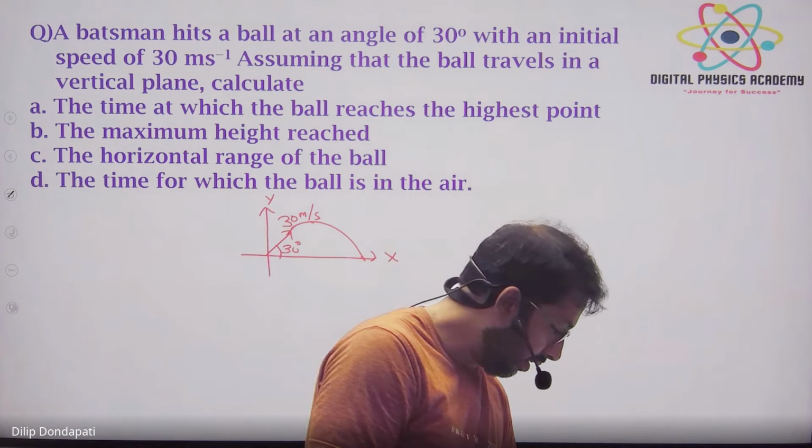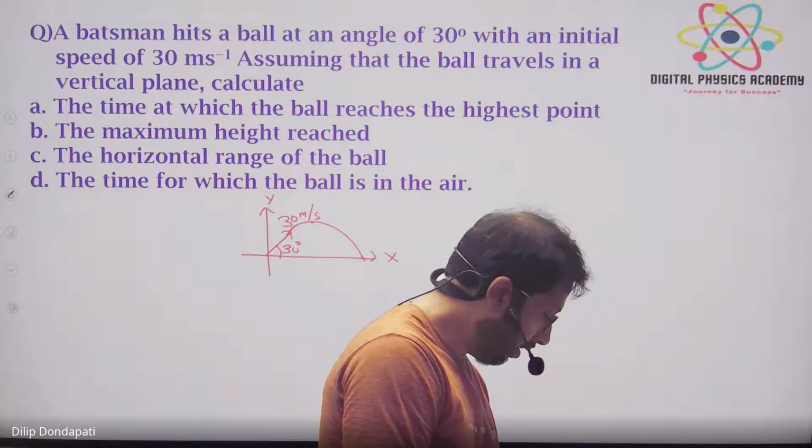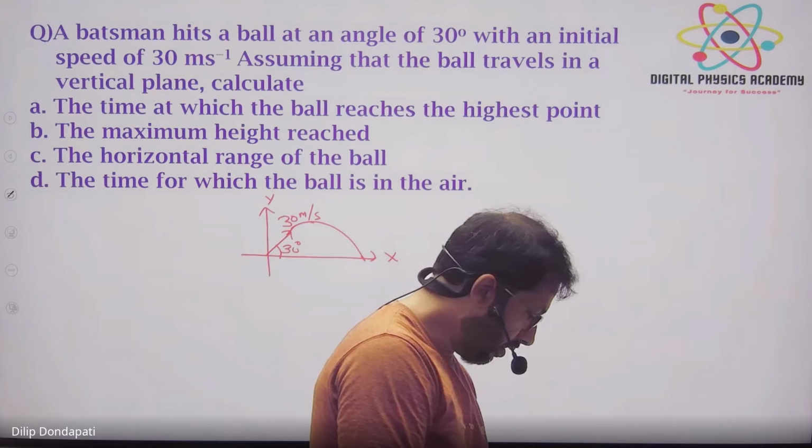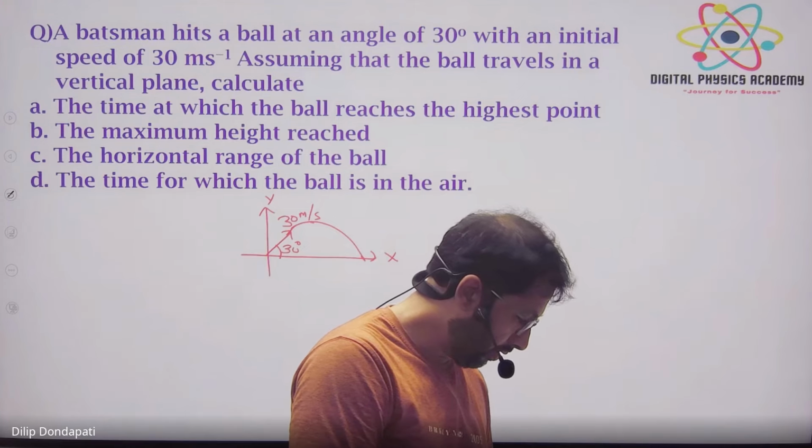So sir, what's the difference between horizontal range? Can't I use h equal to u square by 4g? Which one, maximum height reached? Oh, the sine theta is 45. My bad, sir.